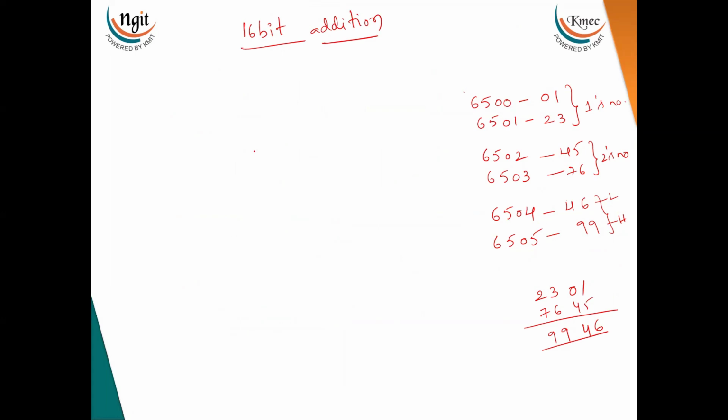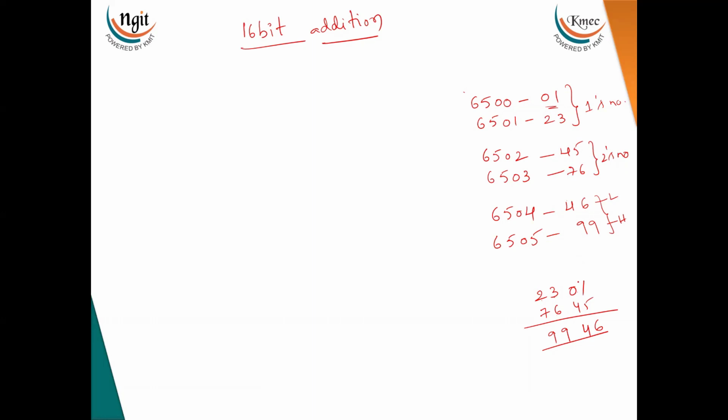Here we have seen the 8-bit addition. So now how to do the 16-bit addition? All general purpose registers are 8 bits long, so how do we perform 16-bit addition? Here the first value has lower byte 01 and higher byte 23, and the second value has lower byte 65 and higher byte 76.